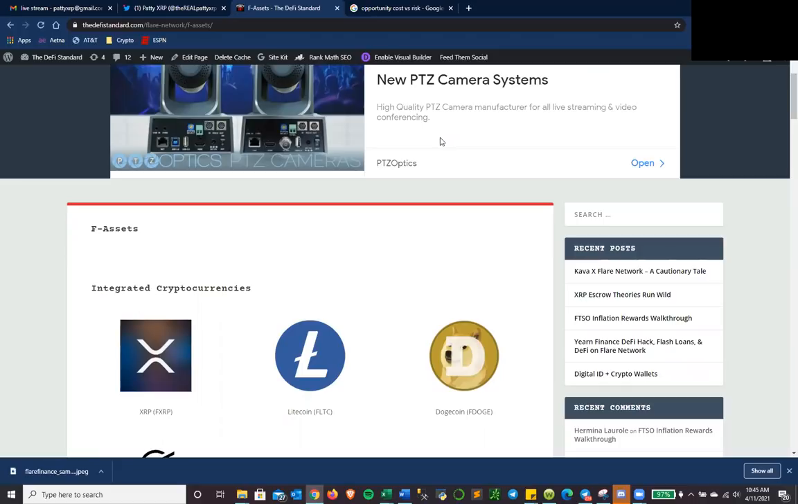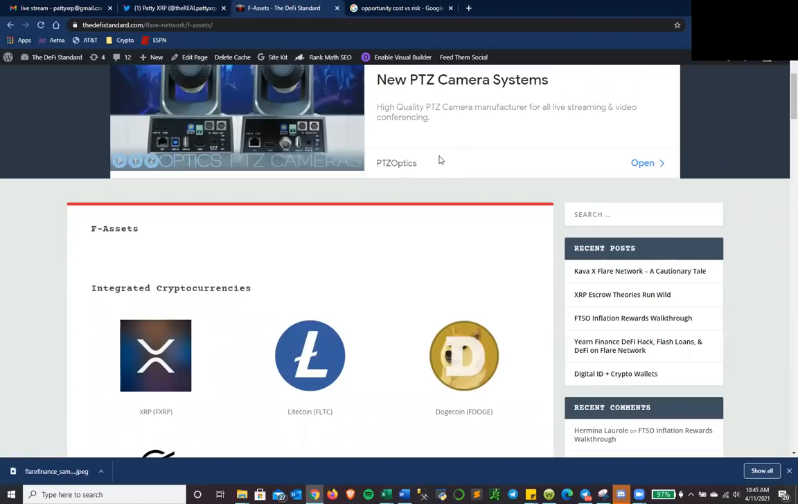We're going to cover basically what are the mechanics of minting an F asset on the Flare network. We'll also touch on a theoretical example of how the rewards are delivered, and then also what is your opportunity cost and risk.